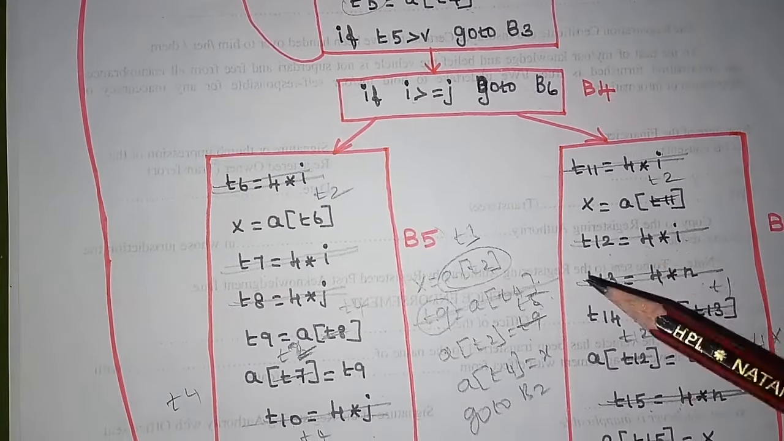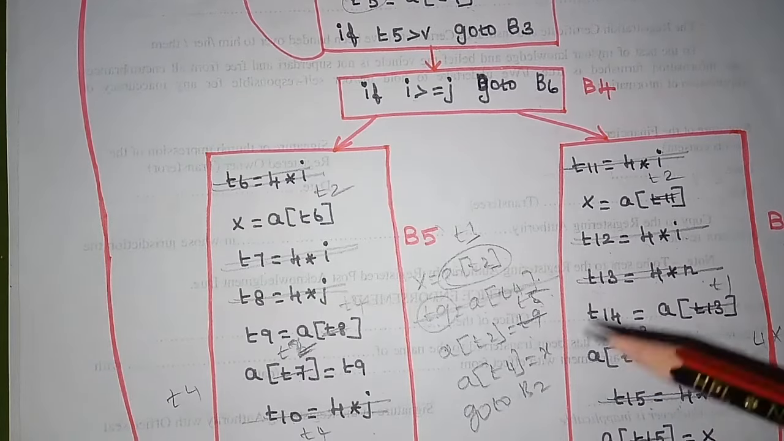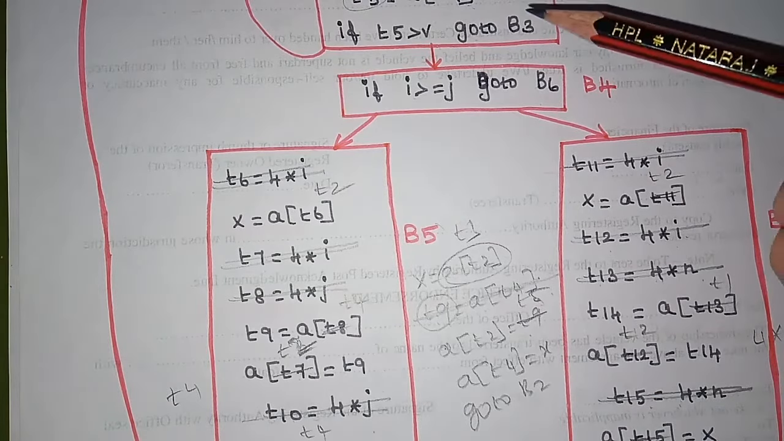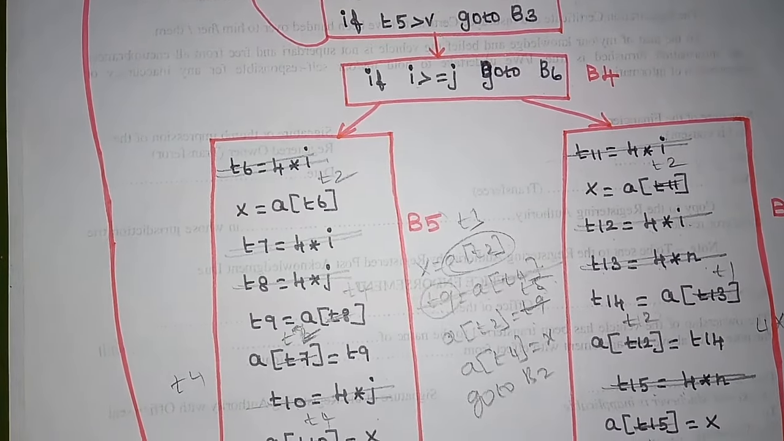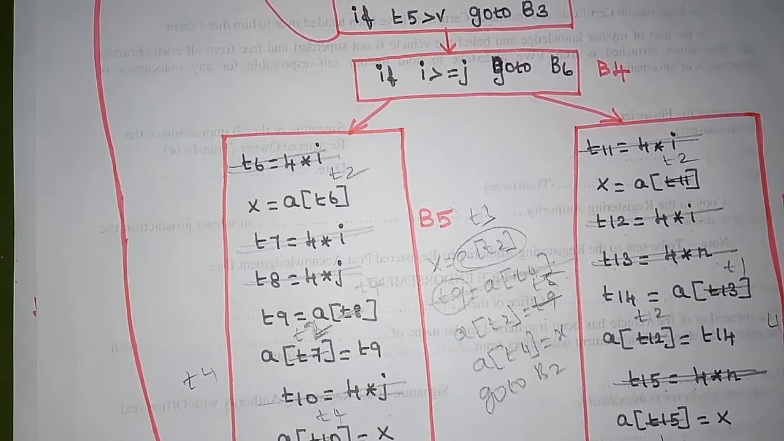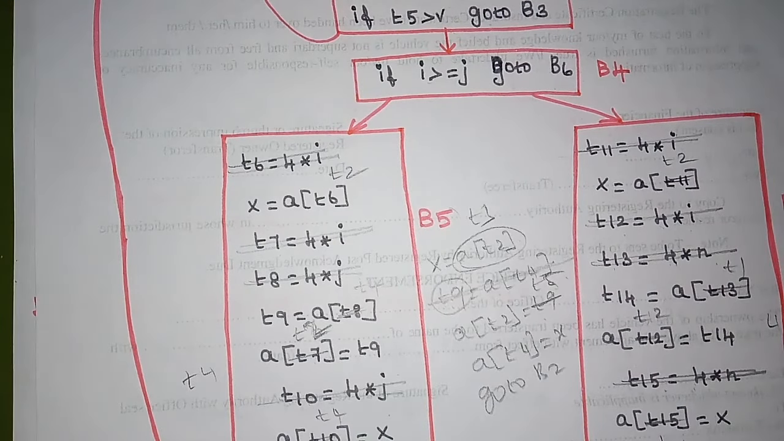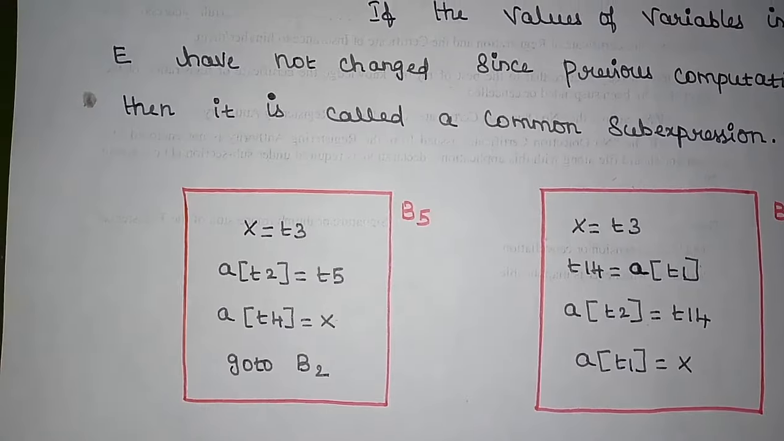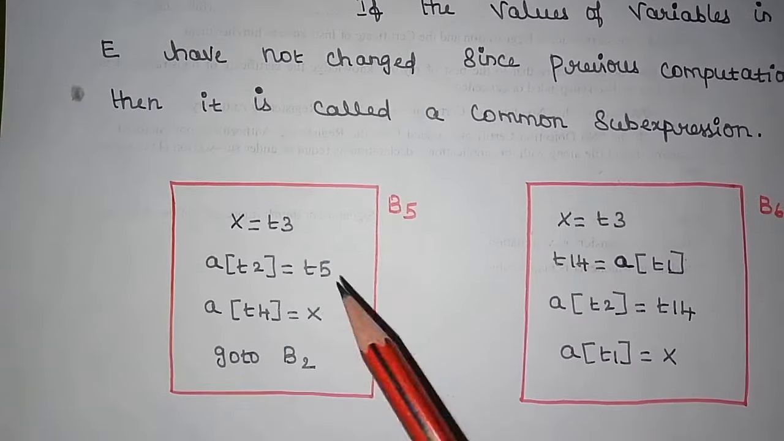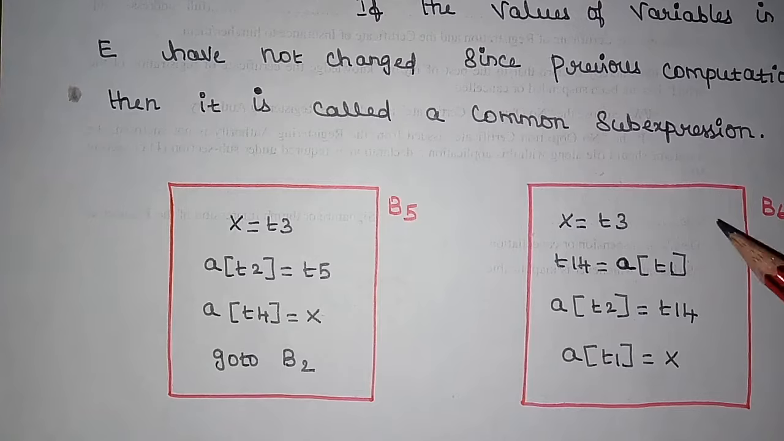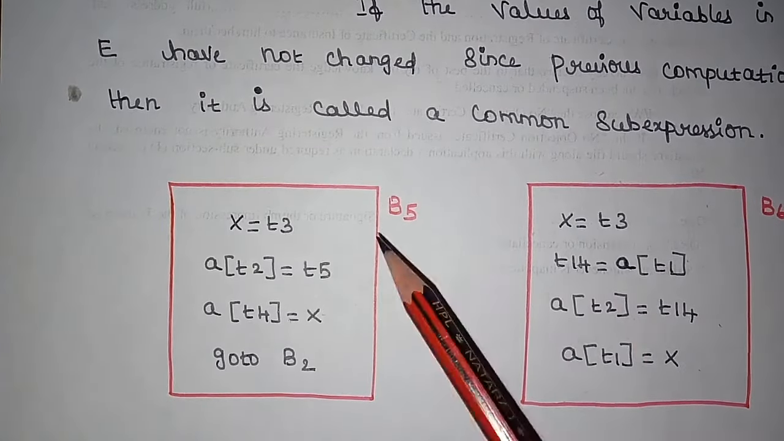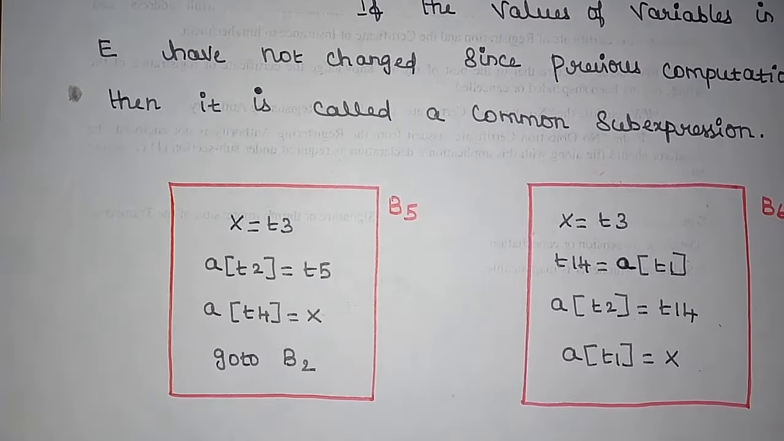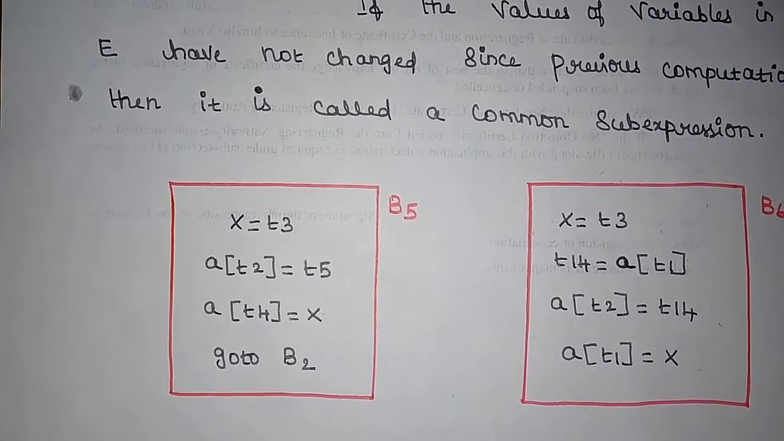So likewise we are going to optimize the code across blocks. That is, we are going to see wherever the redundancy is happening, and we are going to eliminate those redundancies, and we are optimizing the code across the blocks. So this is what global optimization is. After applying all those things, this is the final statement that we will obtain after optimization in block 5 and block 6. Now block 5 contains 4 statements and block 6 contains 4 statements.